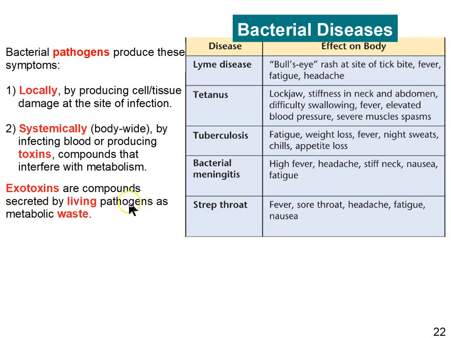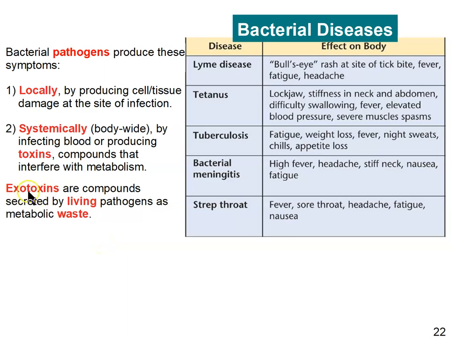So exotoxins are compounds that are secreted by living pathogens, basically as their waste products. You know, they're just getting things out of the cell that they don't want in the cell. And so they're not trying to produce toxins, and they're not trying to make us sick. Their waste products simply are toxic to our systems, to our cells, and to our metabolism.